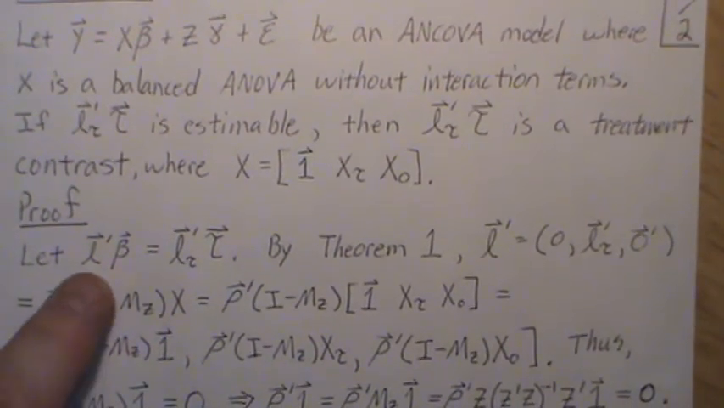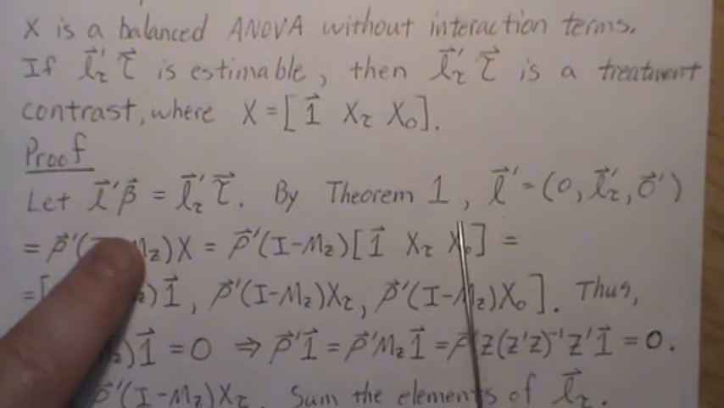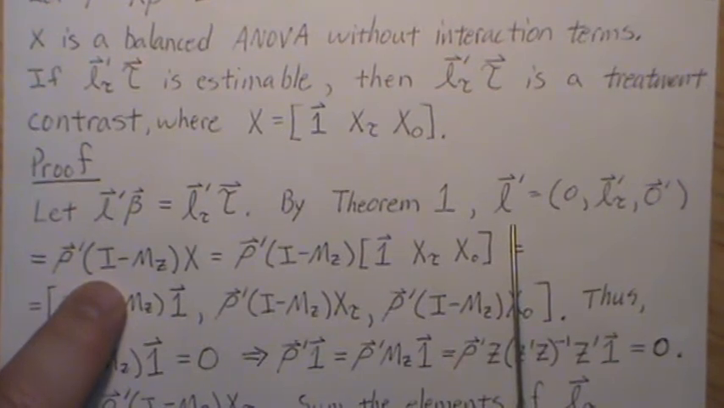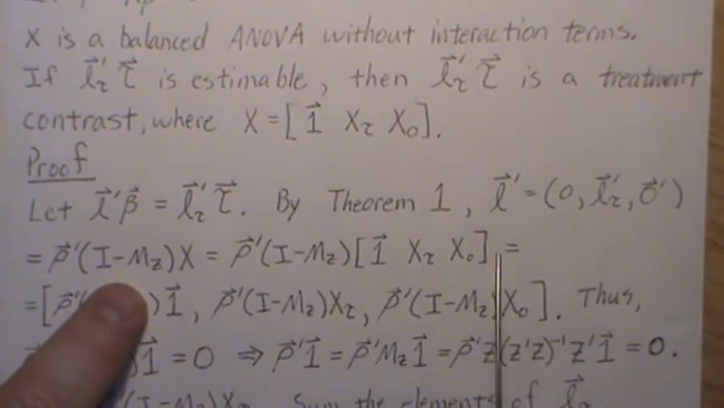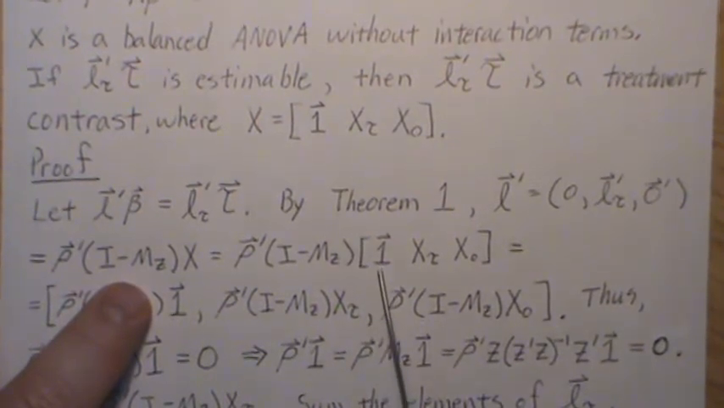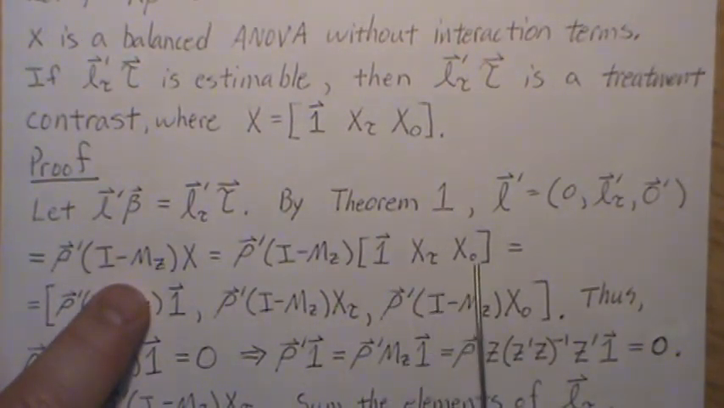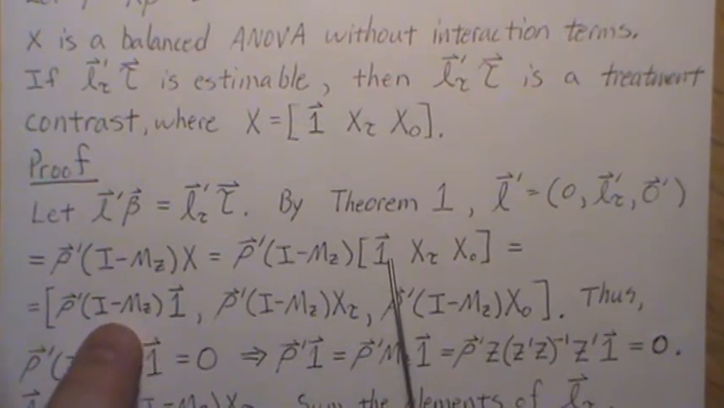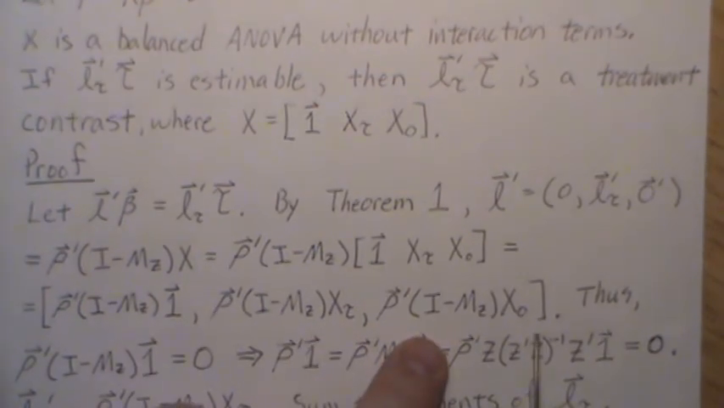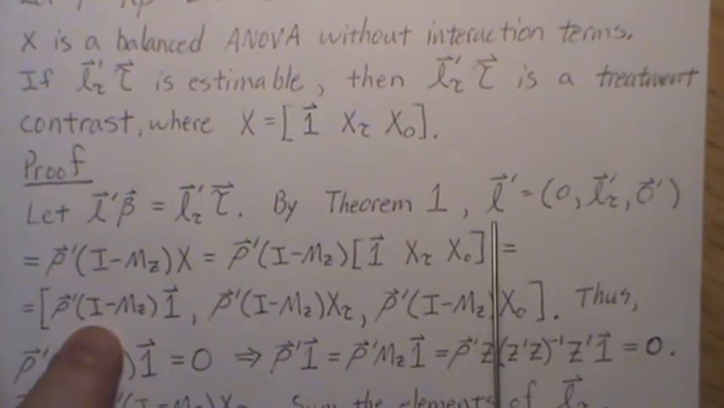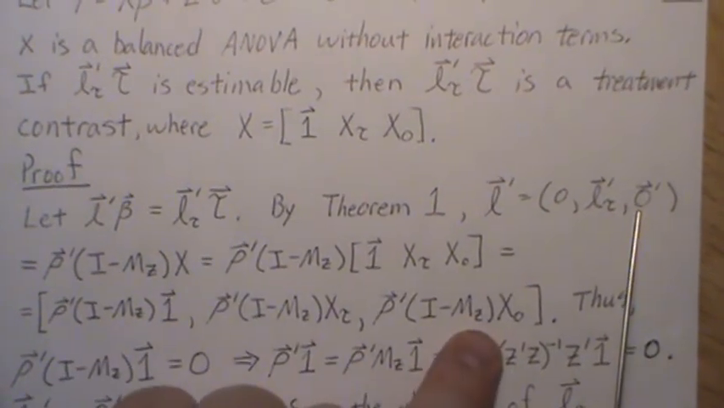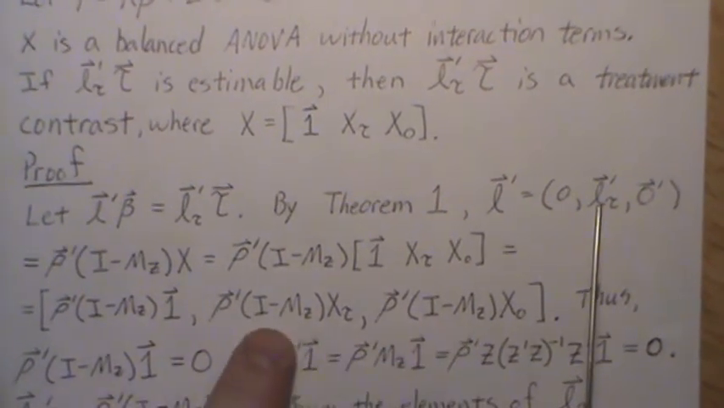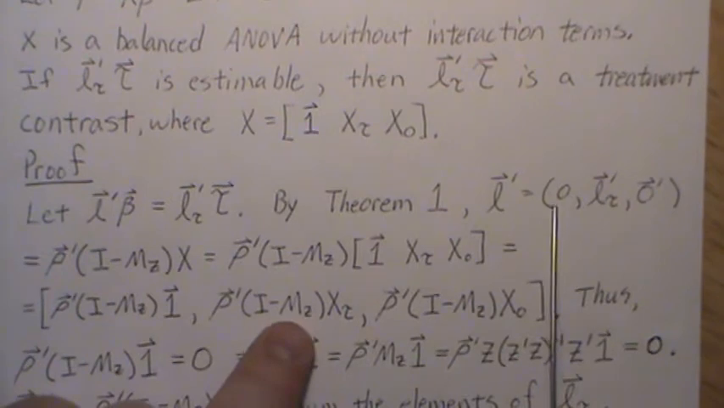So since, by theorem 1, L has to equal this. That was according to theorem 1. But X is partitioned, and look, I used the right one here, is partitioned into 1, X tau, and then everything else. So then you multiply that times each of those, and we're here, right? But this is L, right? So this piece has to be 0, and we're assuming it's estimable, so this has to be true. L tau transpose is this, and this is 0.